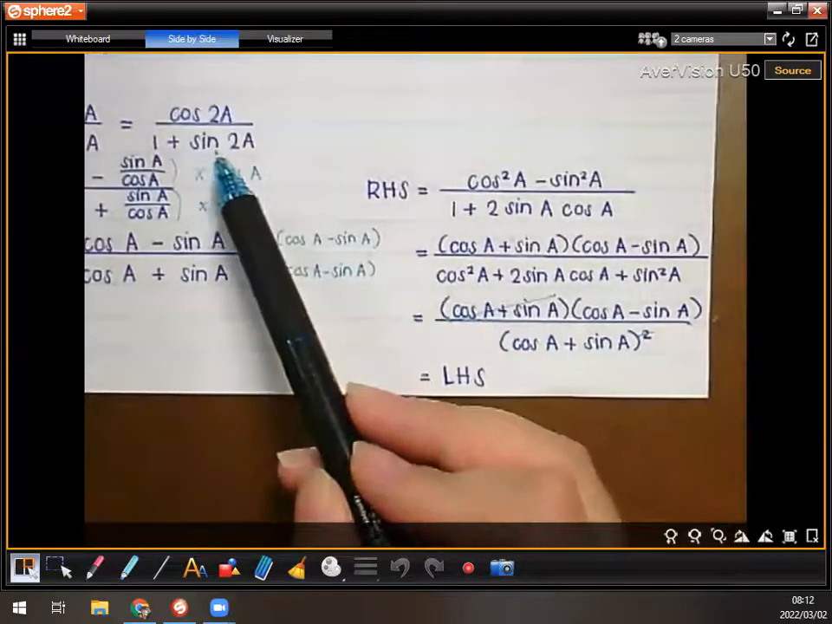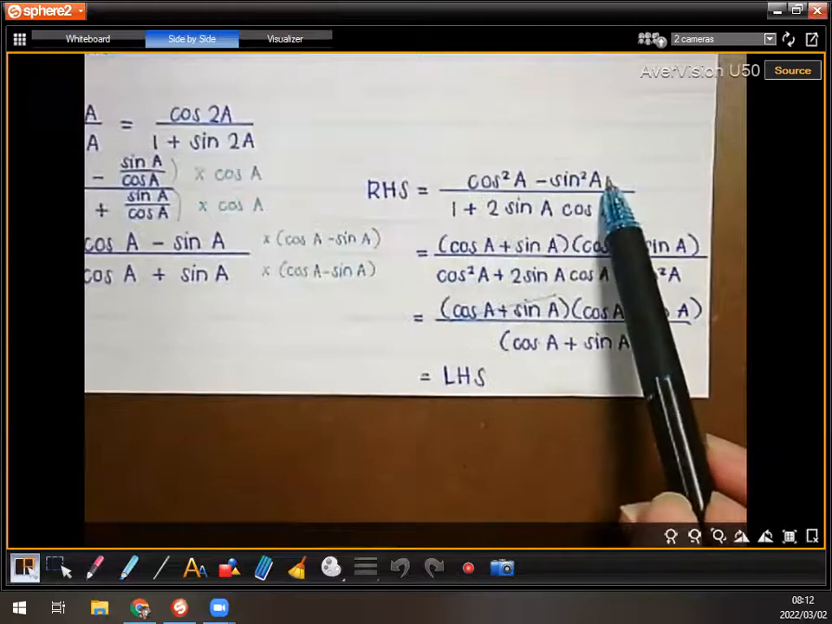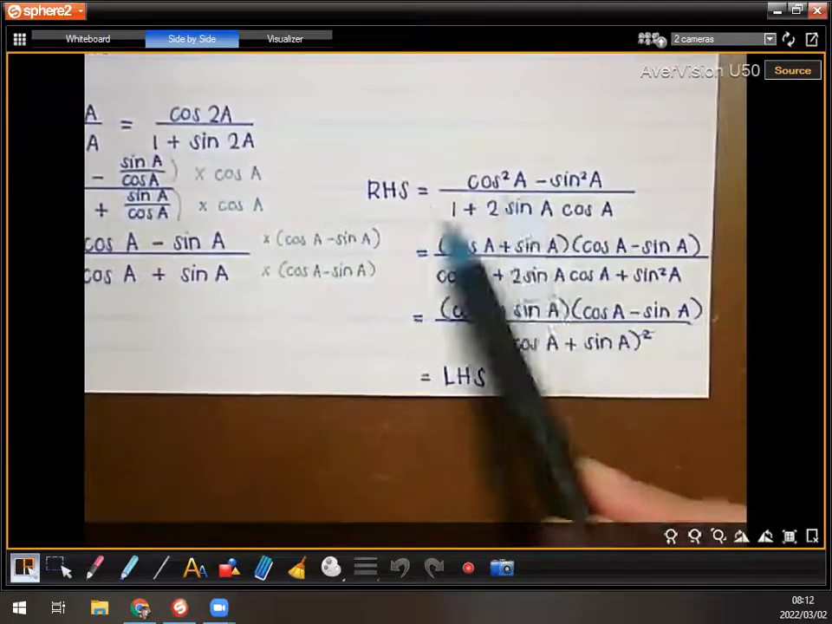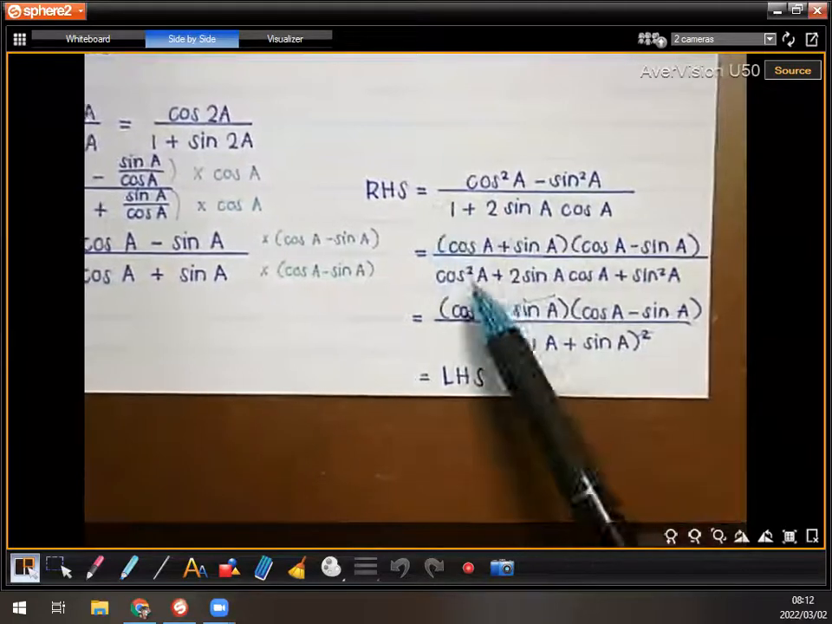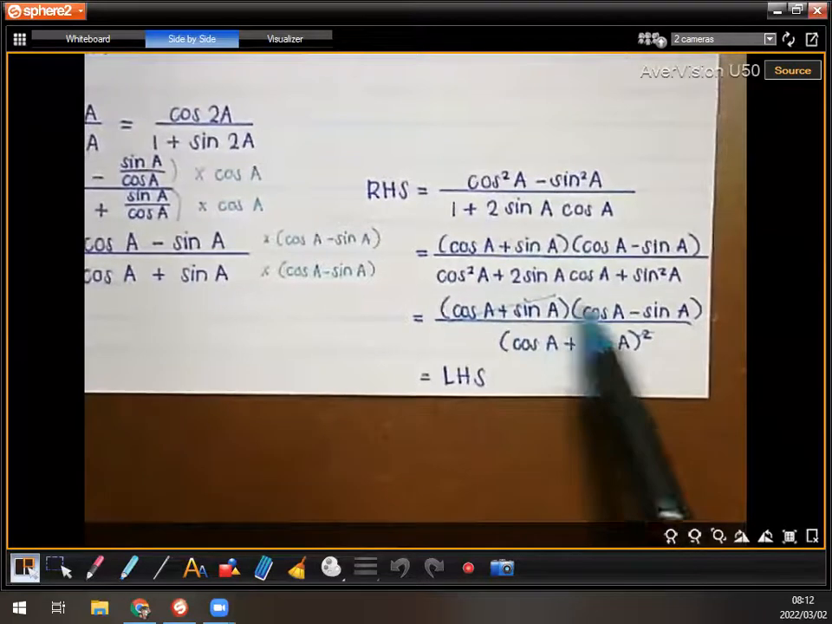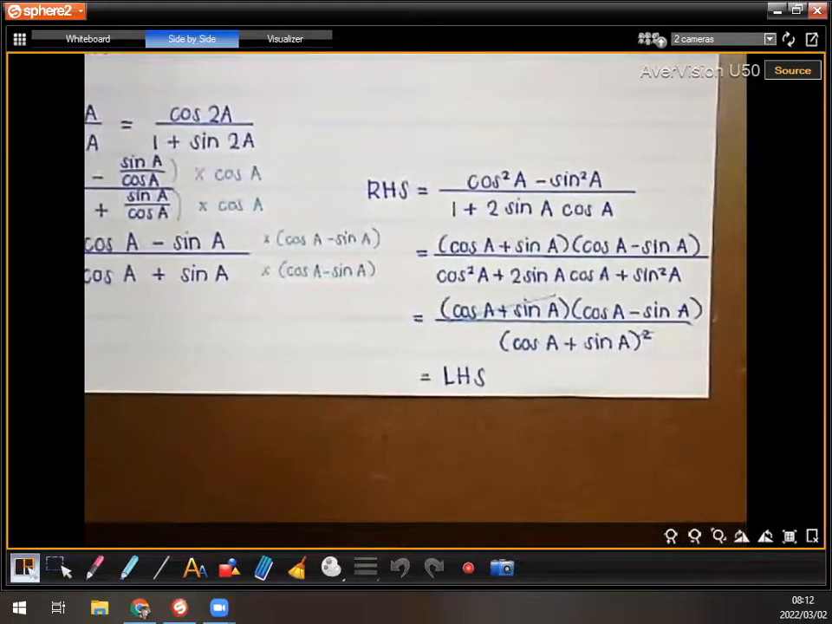I then looked at the right and I changed it to cos squared minus sine squared so that I could factorize it. Then I did that whole thing that we wrote in our notes. I changed this 1 to cos squared plus sine squared. I then factorized the top and the bottom, and then I could cancel off.